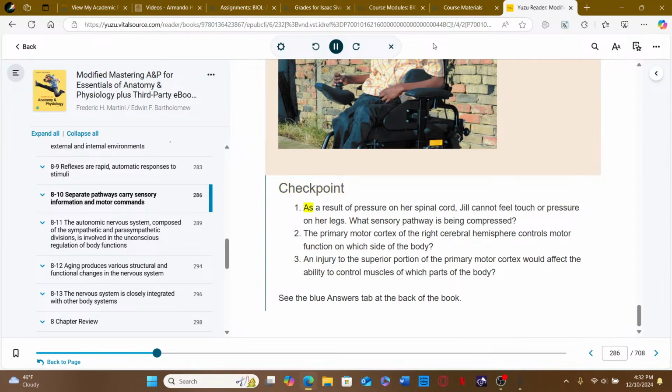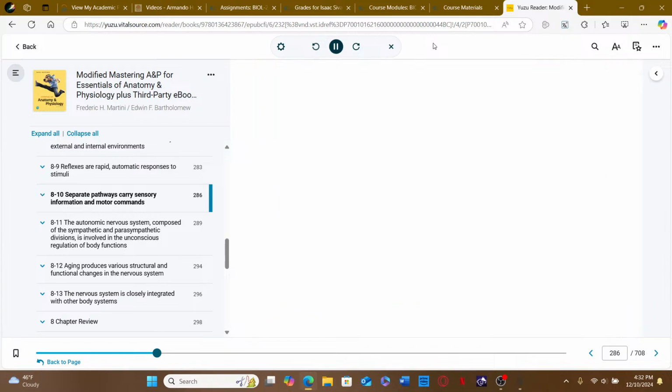Checkpoint. As a result of pressure on her spinal cord, Jill cannot feel touch or pressure on her legs. What sensory pathway is being compressed? The primary motor cortex of the right cerebral hemisphere controls motor function on which side of the body? An injury to the superior portion of the primary motor cortex would affect the ability to control muscles of which parts of the body? See the Blue Answers tab at the back of the book.